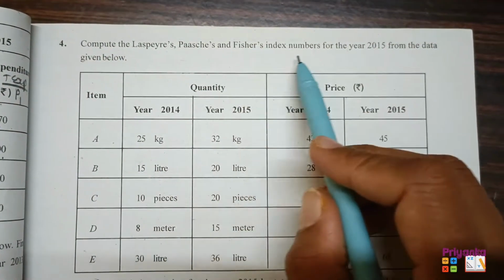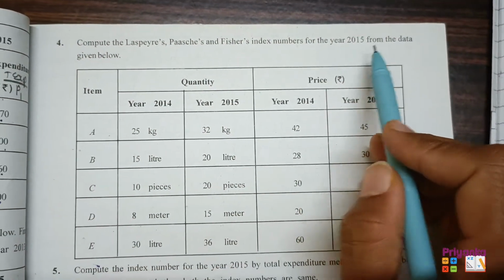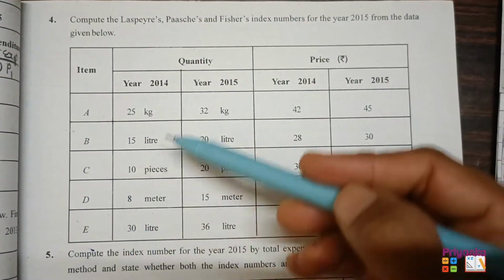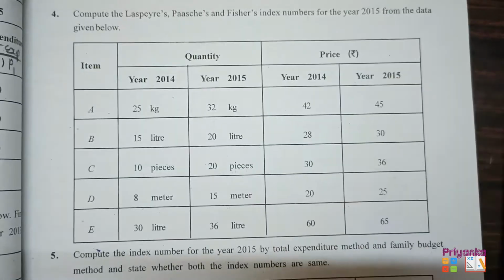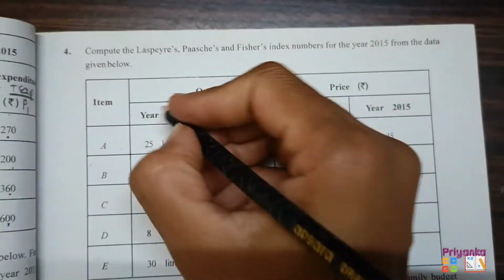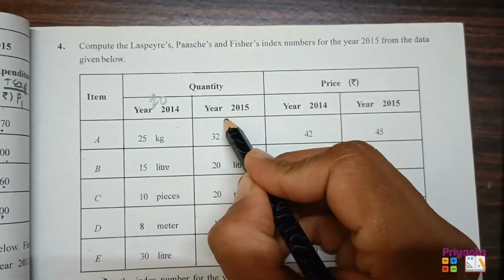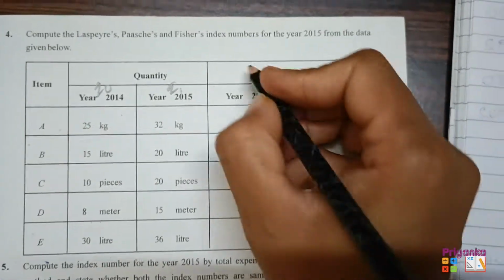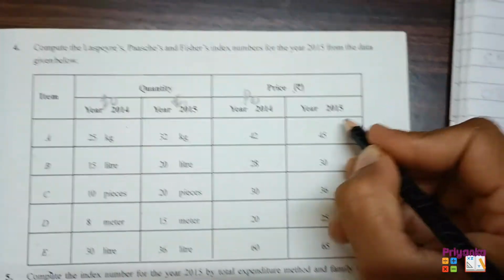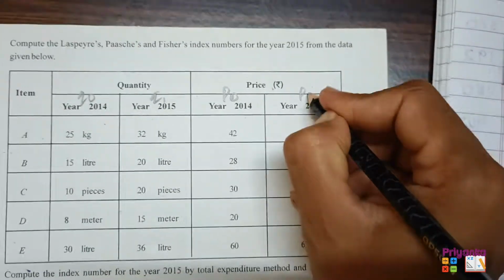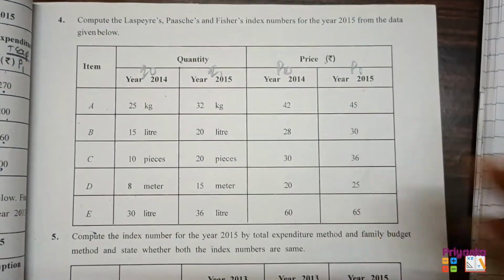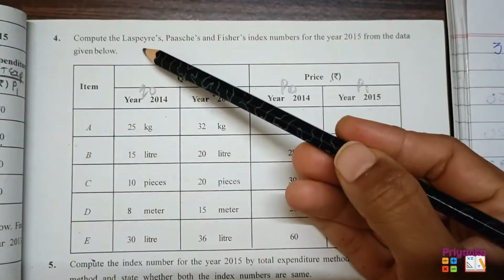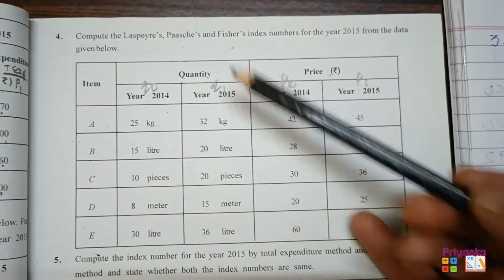Compute the Laspeyres, Paasche and the Fisher index number for the year 2015 from the data given below. Here you can see the items are given. Quantity for 2014 will be our Q0, and for the year 2015 will be our Q1. Price for 2014 will be our P0 and 2015 will be our P1. So all the information is ready. No units have been given in the calculation, and Laspeyres, Paasche and Fisher have to be found out.